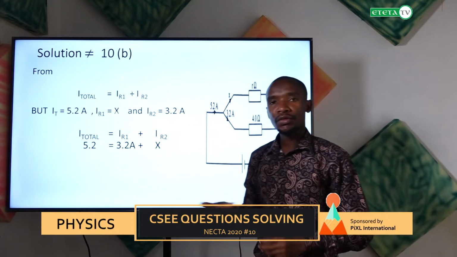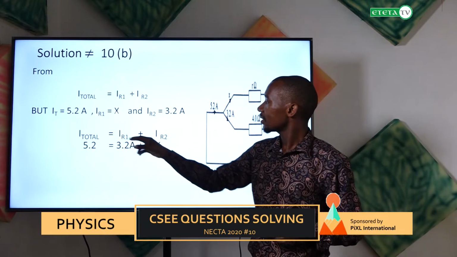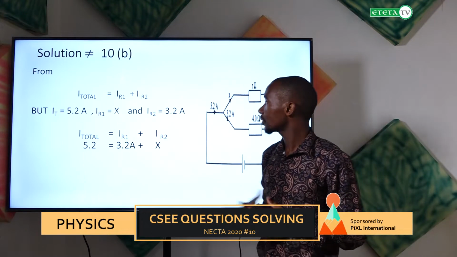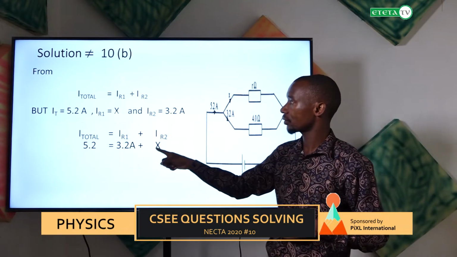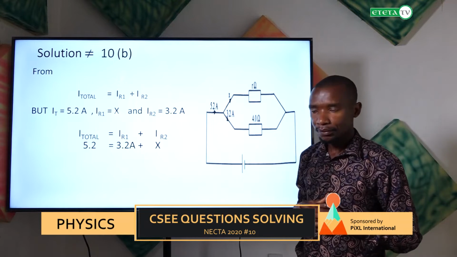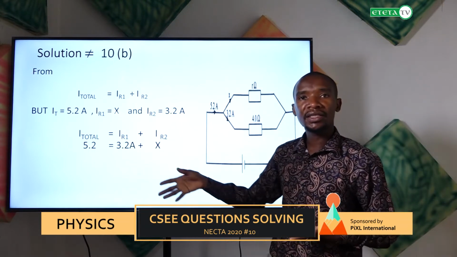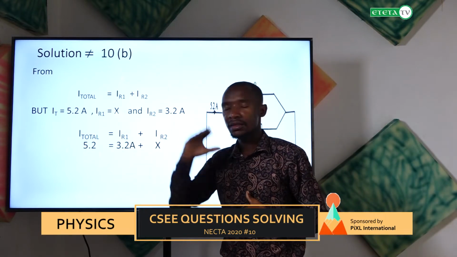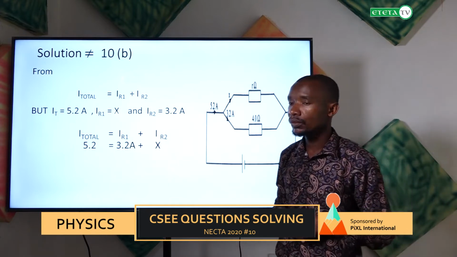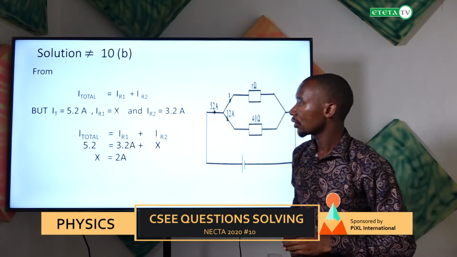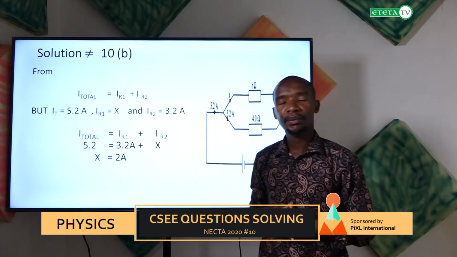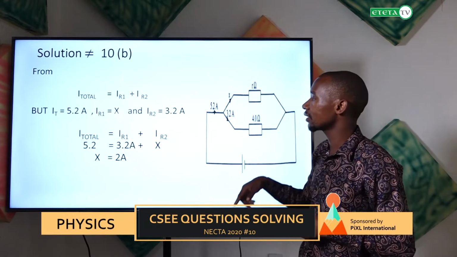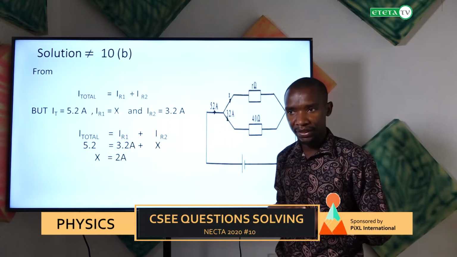So our total current is equal to 5.2. Our current that is flowing through R4 is equal to 3.2, and the current that is flowing through R is equal to X. So here it is just a matter of mathematics. We have to take the 3.2 current and subtract it from 5.2 ampere. After subtracting, you get that X is equal to 2 ampere. Means that the value of current that is flowing through the small r resistor is equal to 2 ampere.